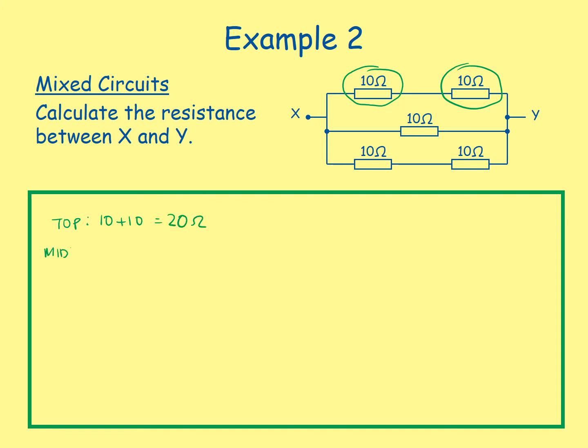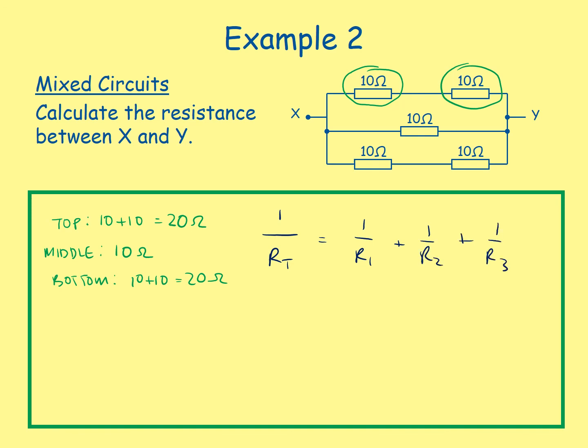Our middle row, we don't need to do anything to, that just stays as 10 ohms, there's no other resistors there. And our bottom row, we can see again there are two resistors in series with each other. We've got 10 plus 10, again that's 20 ohms. We can now use our equation for resistors in parallel to use these combined resistances to get our total resistance. So 1 over RT equals 1 over R1 plus 1 over R2 plus 1 over R3.